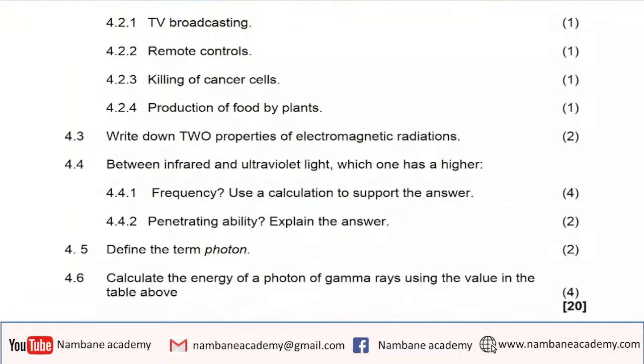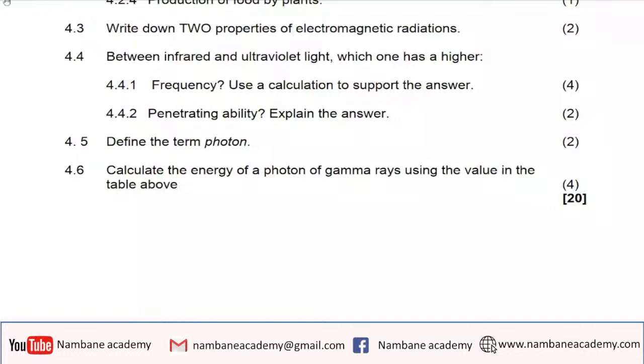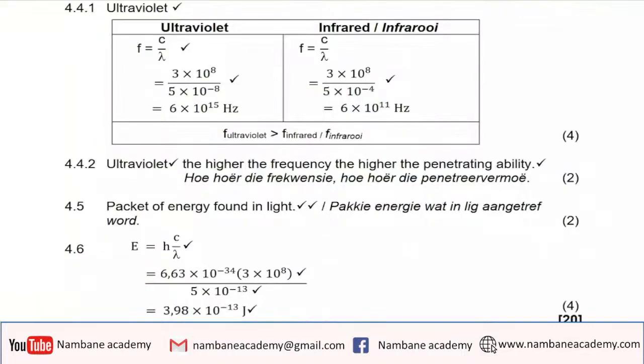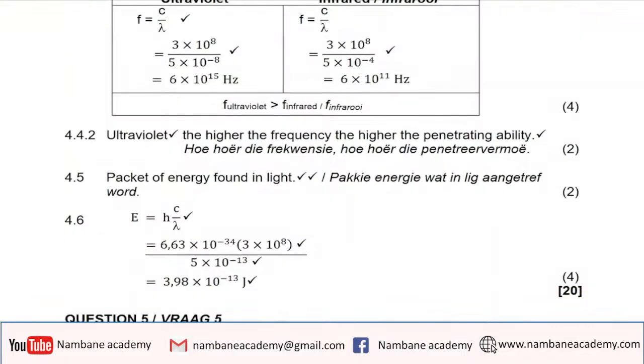Define a photon. Now we define a photon as packets of light or energy of light for 2 marks. So in that one, there is nothing that we can say it is going to be 2 or a 0. It is quite explicit, that one.